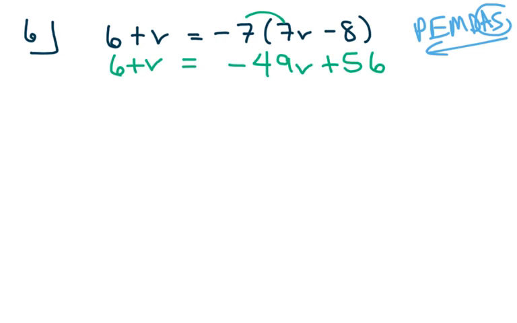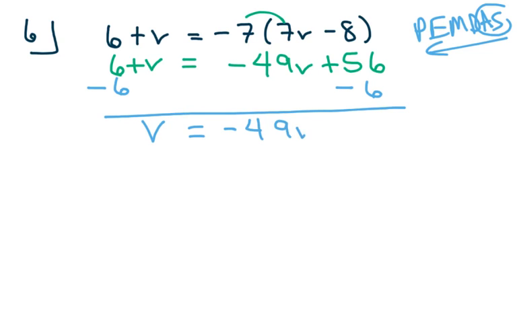So I can either put v on the right side or the left. Since I'm going to put my v on the right side, what I'm going to do is subtract 6 from both sides here. So I get v equals negative 49v. I subtract 6, and that gives you 50. Oh, not equals 50, but plus 50. 56 minus 6 is 50. And now I'm going to add 49v.